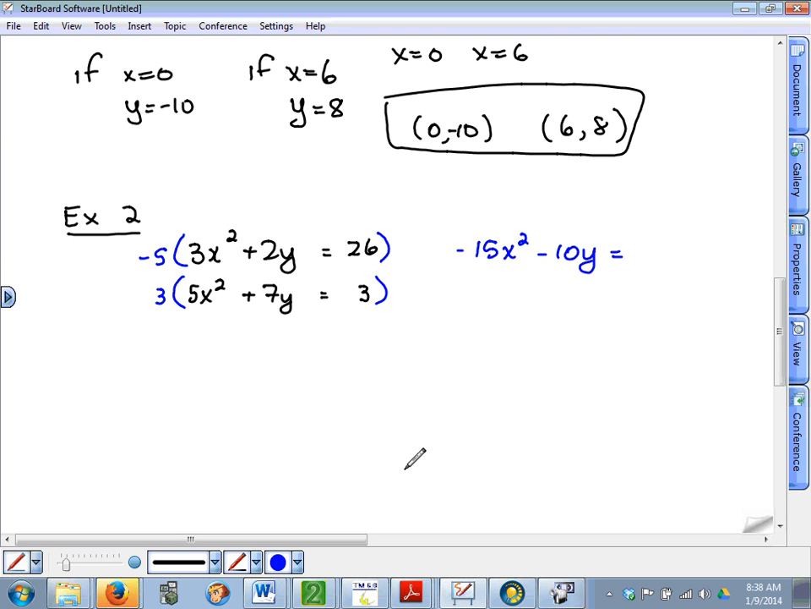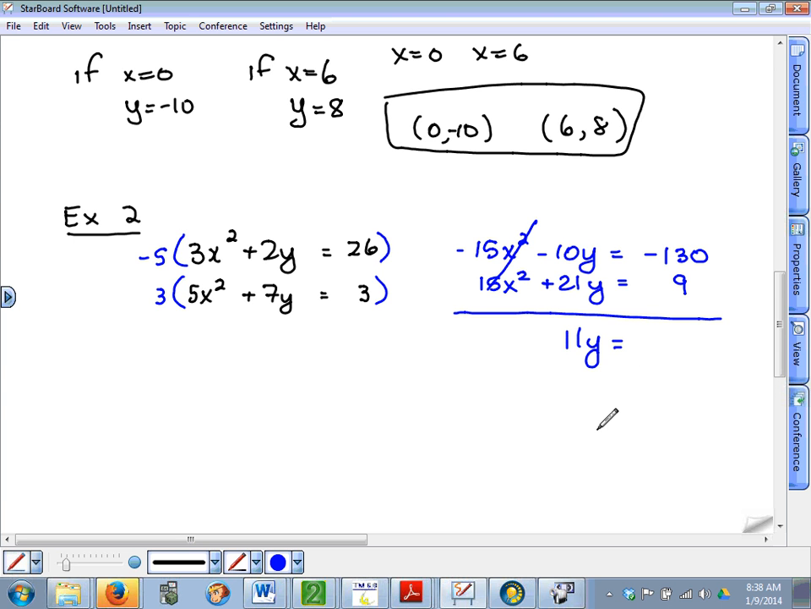What's negative 5 times 26? Negative 130. So we can cancel the 15x squared with a negative 15x squared, and we're going to end up with 11y is equal to negative 121. So y equals negative 11.